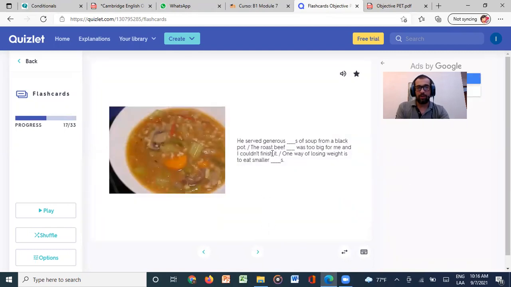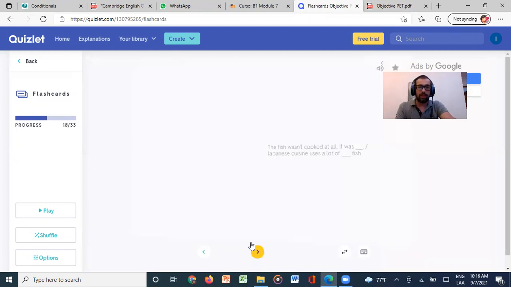And this is an example. He served generous portions of soup from a black pot, right? Portions. Very similar to Spanish, right? Portions. Let's go with number 18, raw.